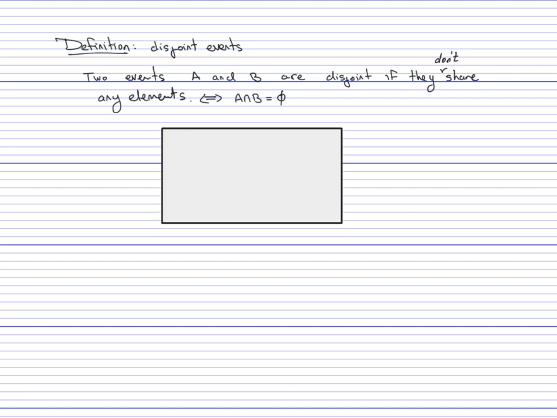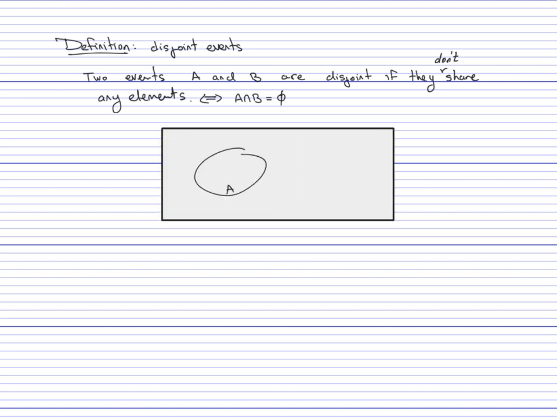Suppose that we draw the Venn diagram, and here are the two events A and B. So as you can see, those two events don't share any elements. That means that if you take the intersection of A and B, that's the empty set. And that's what we call disjoint events. In this case, A intersection B equals the empty set.